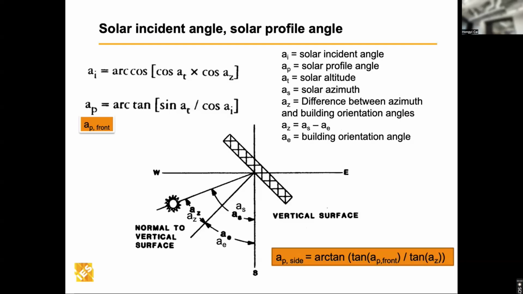Okay. And then you have another angle for the side profile angle. This one is arctangent of your front profile angle divided by the tangent of the difference between the axis angle and the building orientation. I put these angles here because the textbook did not have this equation, but you actually have this equation. So I just worked it out and put it here. Okay, so then you have all the equations to calculate, right?